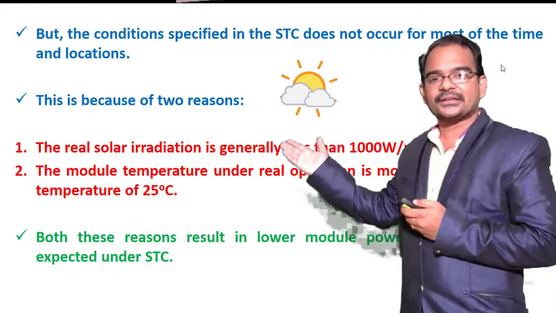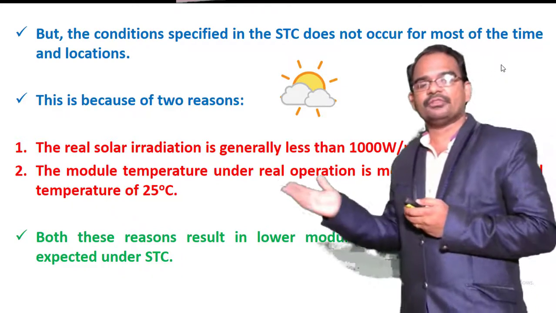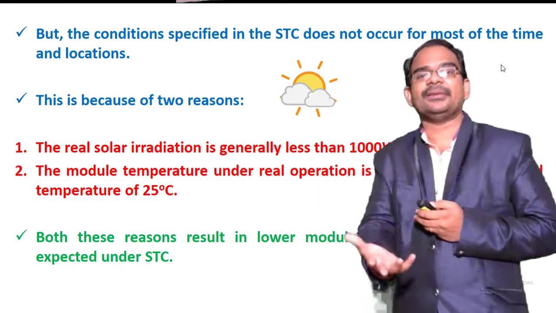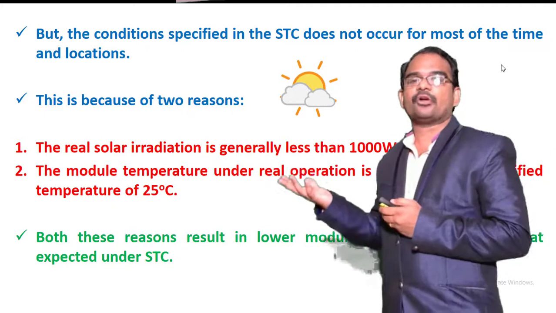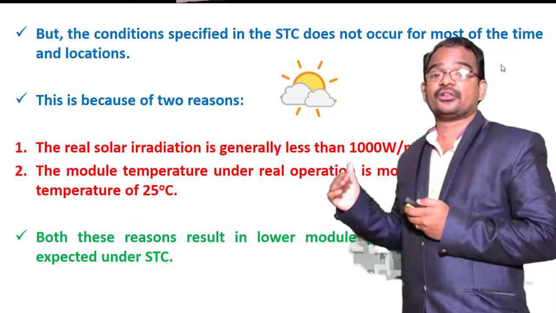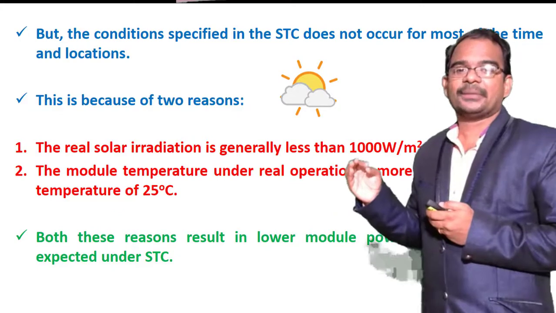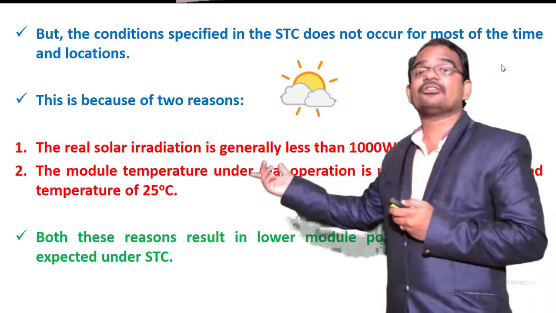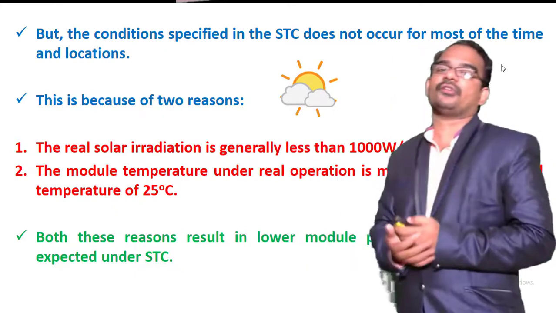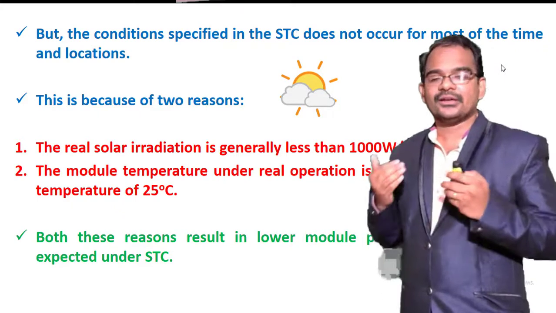Because we are not operating the solar panel continuously at 1000 watt per meter square, because the sun radiation will vary throughout the day. In the morning it will be less, in the afternoon it will be high, and in the evening it will be less, and thereby you will never get 1000 watt per meter square every time. And one more thing, the temperature of the module in the real-time environment will be from 35 to 50 degrees centigrade, but they are specifying the efficiency at 25 degrees centigrade, and because of these two reasons we are getting a reduced efficiency of solar PV modules under the real conditions compared to the test conditions.